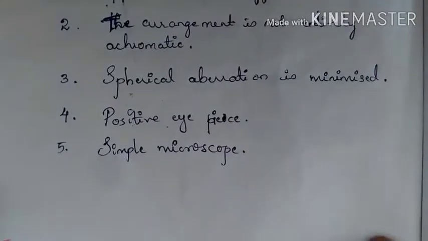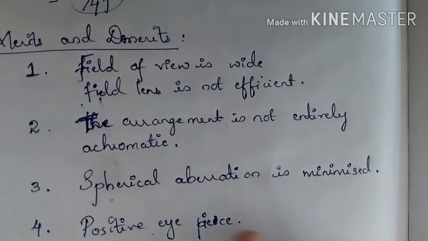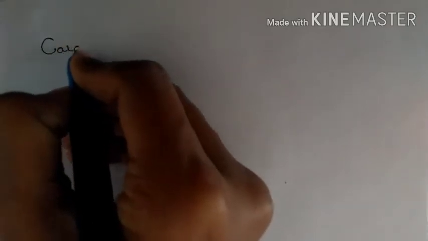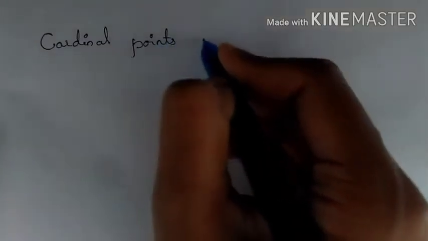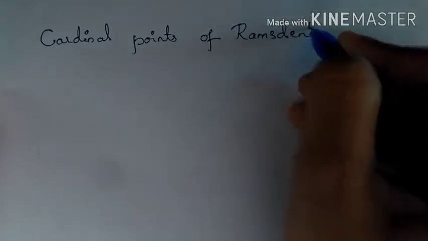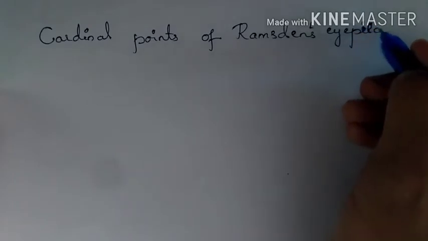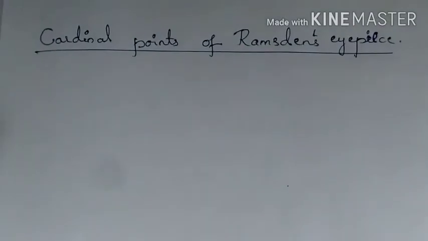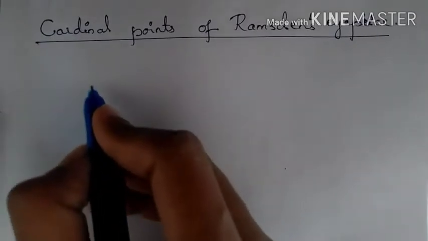So these are a few merits and demerits of Ramsden's eyepiece. Now let us learn the cardinal points of Ramsden's eyepiece. Here also we are learning what the cardinal points are. To learn the cardinal points, let us draw the diagram first.